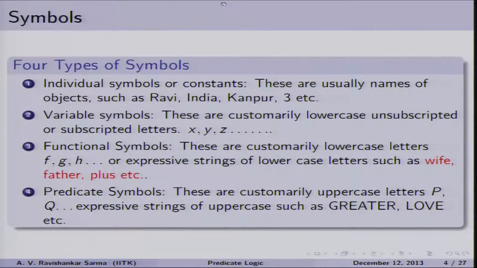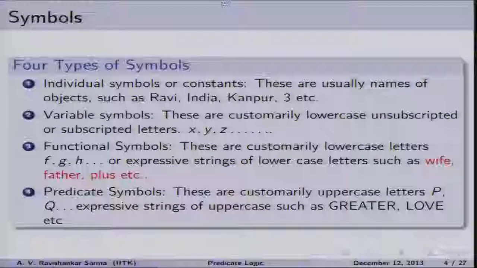Now the third thing is functional symbols. They are represented by f, g, h. Usually plus, minus, multiplication, all these things are called functions. And the predicate symbols, usually they are represented as capital letters. Love, greater than, beautiful, mortal, all these things are predicates. So these are the four symbols that you come across. When you talk about the meaning of a given formula, you need to take care of all these symbols.